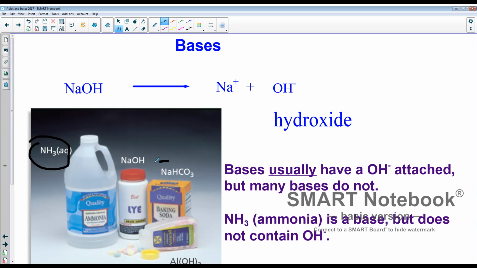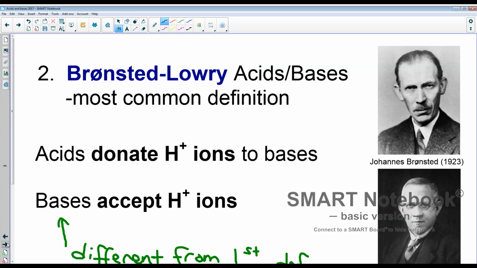Another one would be baking soda. Baking soda doesn't have a hydroxide. So how are these things behaving like bases in all their physical properties, but they don't have OH? So we have to adjust the definition. And this is where we come up with one that came out slightly, or just a few years later, which is the Brønsted-Lowry definition. So I shouldn't say a few years later. This was like 40 years later, I think this came out.